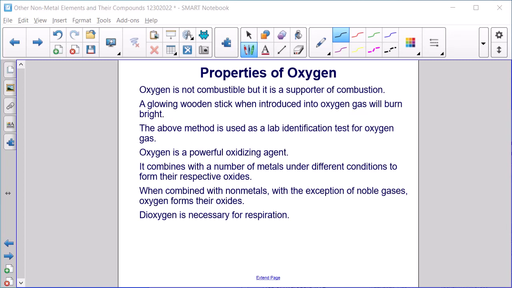Oxygen is a powerful oxidizing agent. It combines with a number of metals under different conditions to form their respective oxides. When combined with nonmetals, with the exception of noble gases, oxygen forms their oxides. Dioxygen is necessary for respiration.